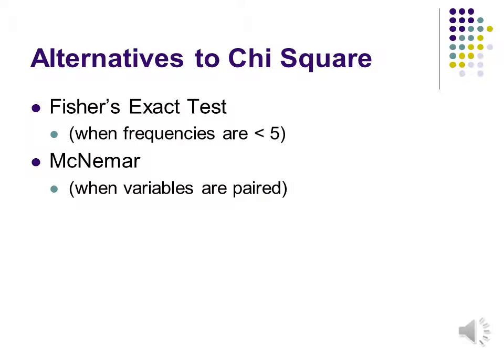These are some alternatives to the chi-square. Fisher's exact test is used when the frequencies are low because the chi-square doesn't work as well. And then the McNemar test when the variables are paired. Just really wanted you to hear those names.